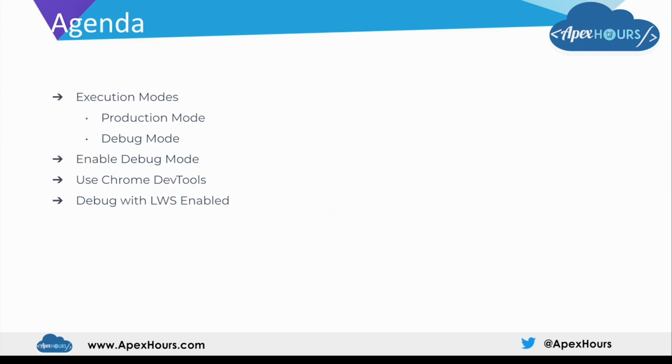The agenda of this video will be to learn more about the ways through which we can debug our Lightning Web Component. Today we will learn about execution modes. There are two execution modes available in your org. The default one is production mode and the other one is debug mode, in which you'll be able to get more details about what we are debugging. I will also show you how you can enable this debug mode. The next one will be how you can use Chrome Dev tools and how you can debug with Lightning Web Security enabled.